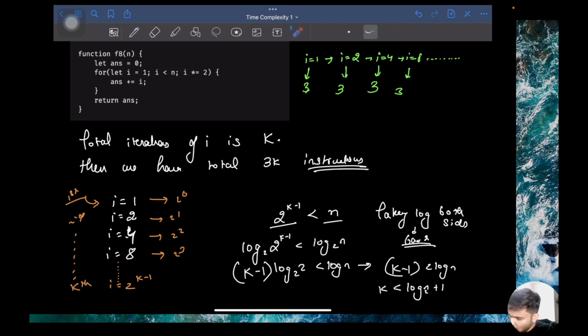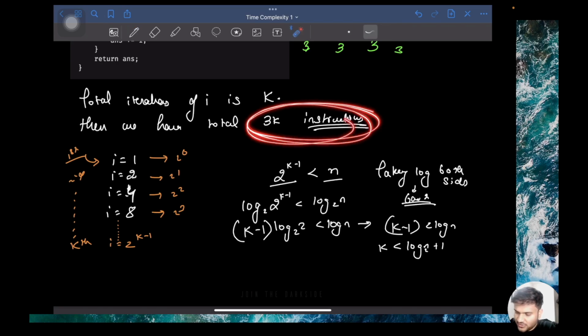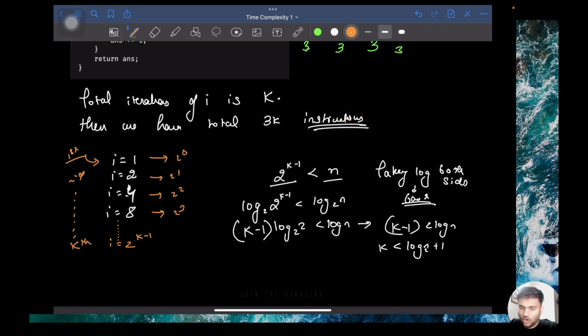Can I say the maximum value of k can never exceed log n, because k is less than log n plus 1. So can I say what will be the upper bound? What will be the tightest upper bound? We can say the tightest, closest upper bound for k can be log n. And you can even see how many total instructions there were, 3k. So 3 log n will be what? Order of log n. Can I say that?